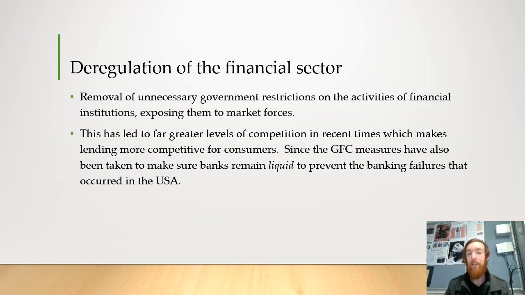Since the GFC, measures have also been put in place so that banks remain liquid, which means they've got enough cash to cover their debts. This is to prevent banking failures like those that occurred in the USA during the GFC, when people started to panic and take out their money, the banks didn't have that money, and a lot of banks just collapsed and people lost all their savings. There was no real law to prevent that. Whereas in Australia, we have laws to prevent it. The banks always have to have enough money to cover what people have in the bank, and therefore they can't borrow more than they can give, so you're always going to have access to your savings.